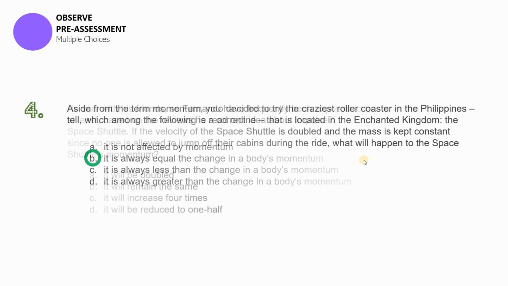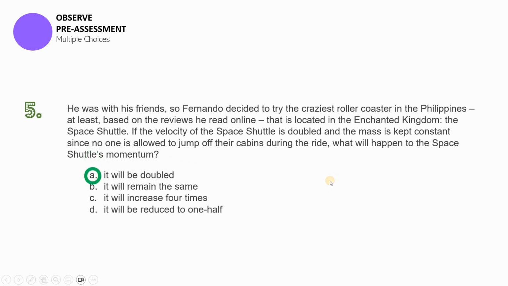And lastly, number 5, the correct answer is letter A. It will be doubled. Count the number of correct answers and write your score on the upper right-hand corner of your sheet of paper. How well did you do?